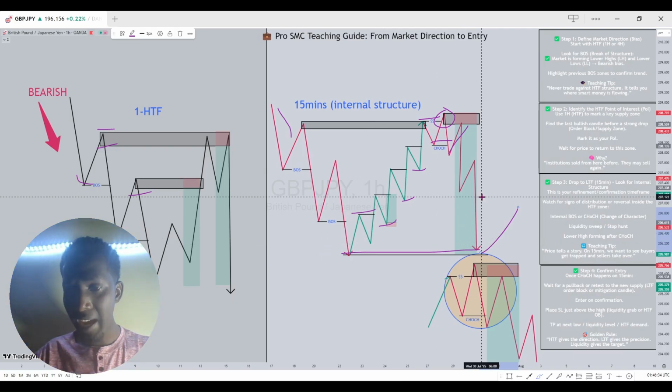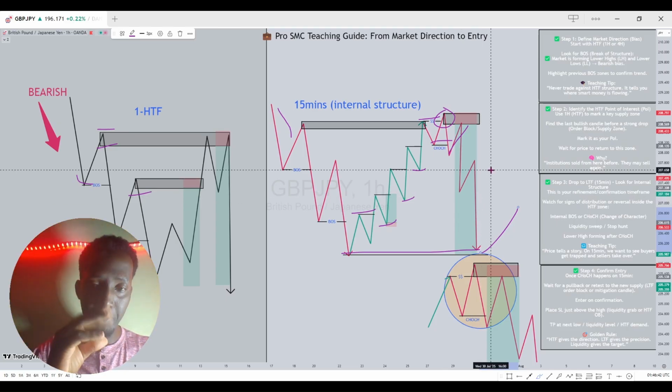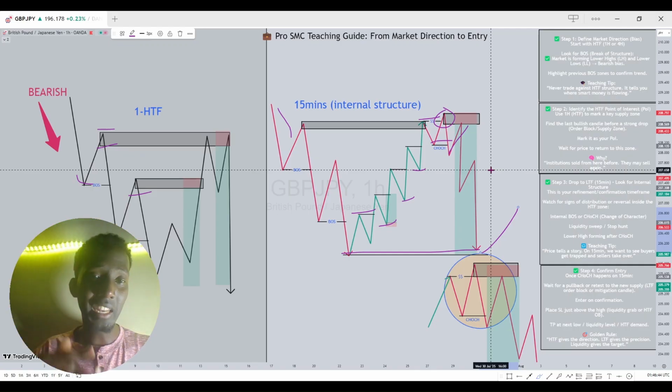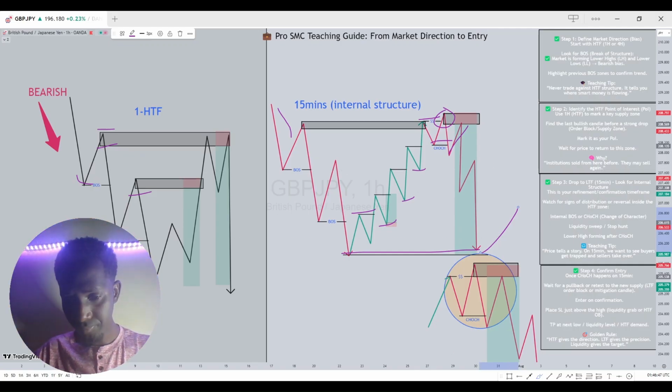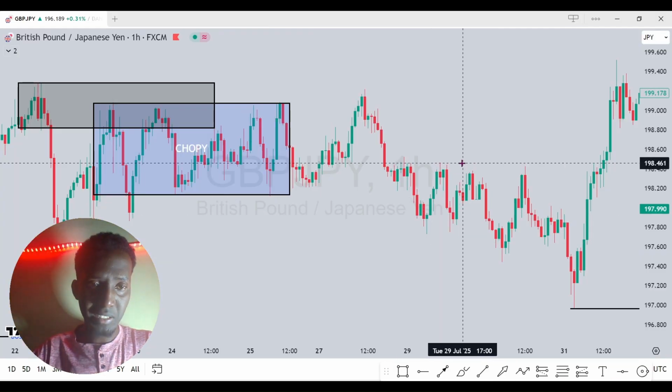And also remember, higher time frame gives the direction, and lower time frames give the positions, liquidity gives the target. Instead of yapping, let me move to the real chart and I will show you how it works. Okay, so step number one, as you see, these are G-Day.